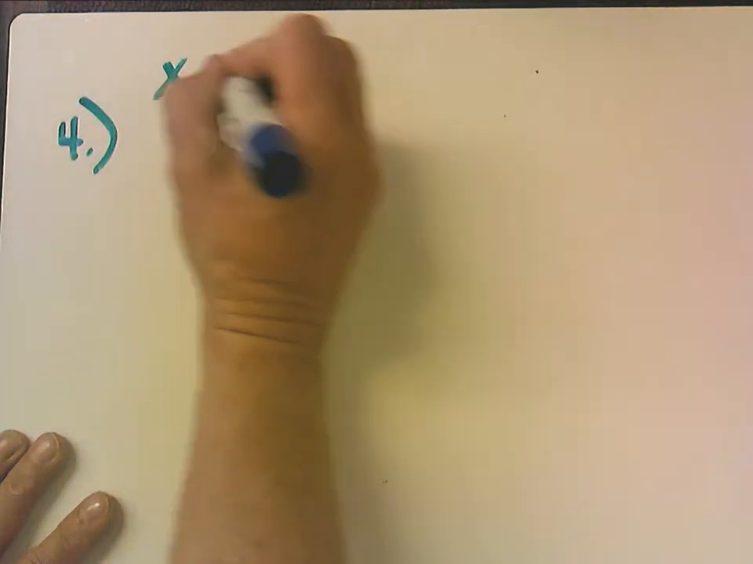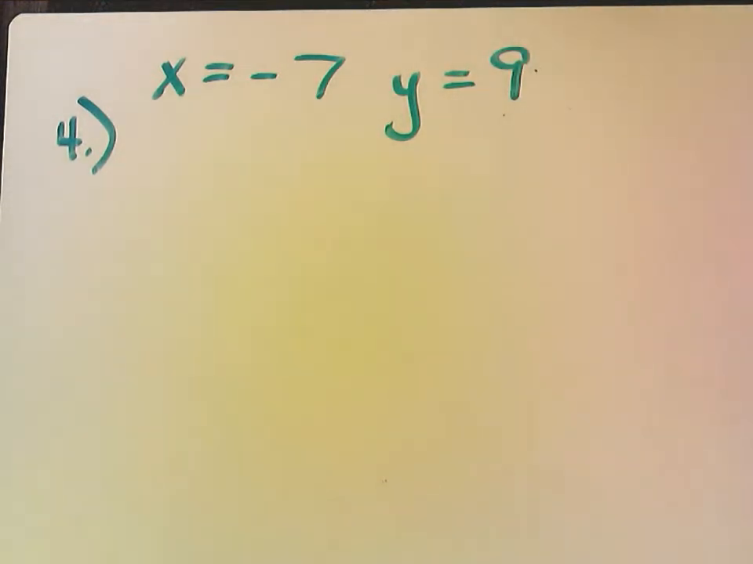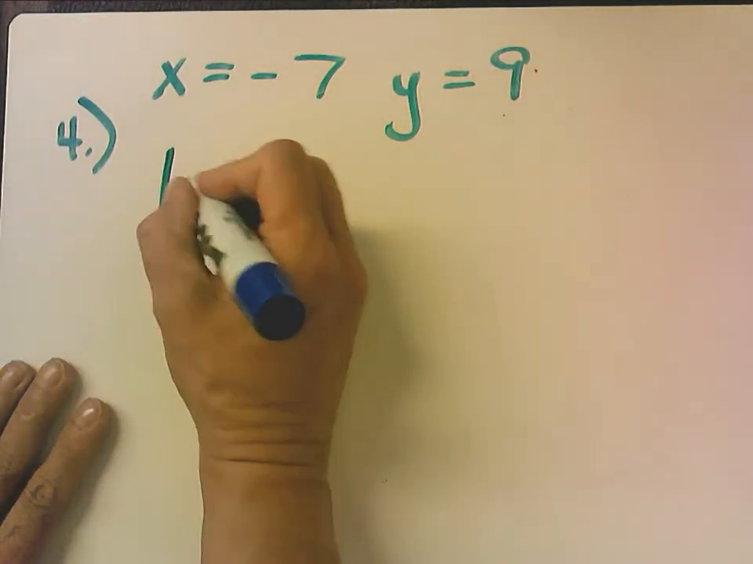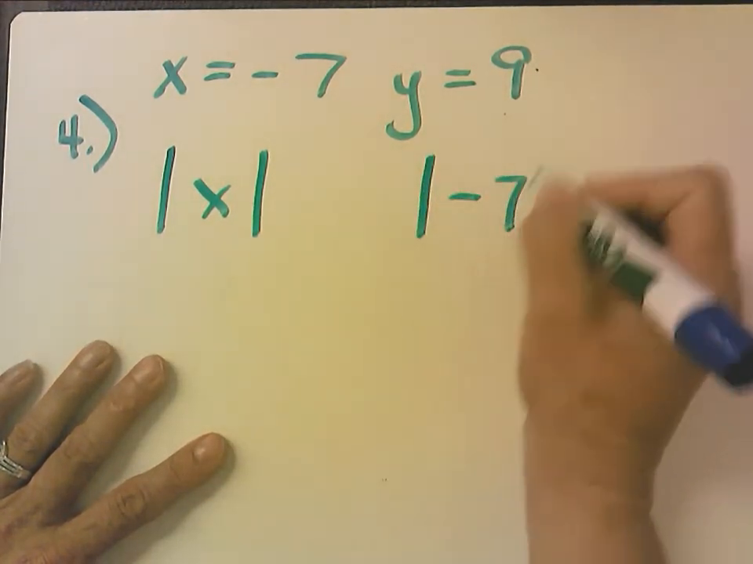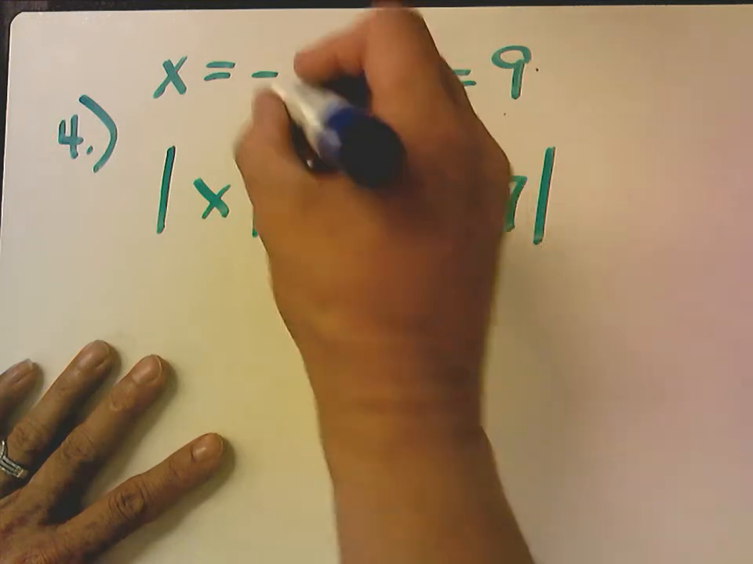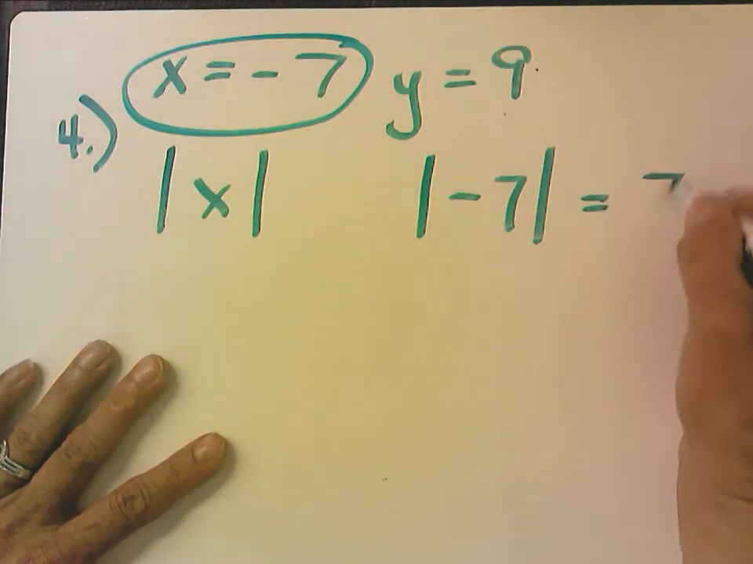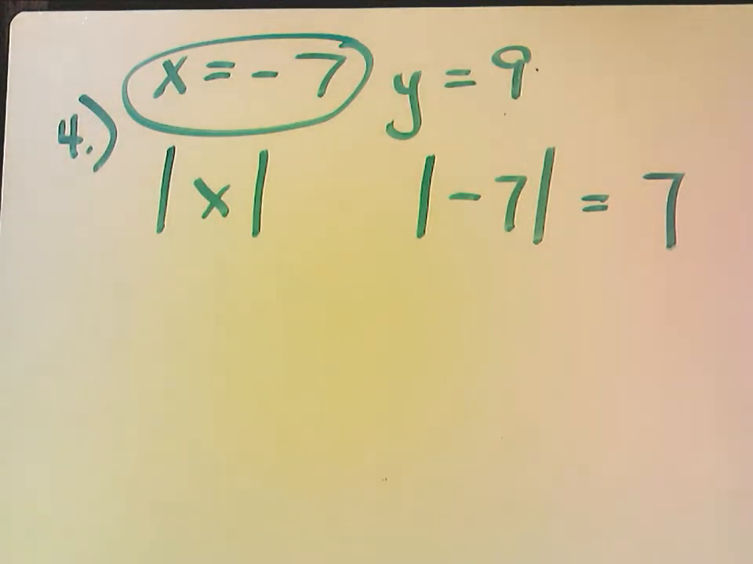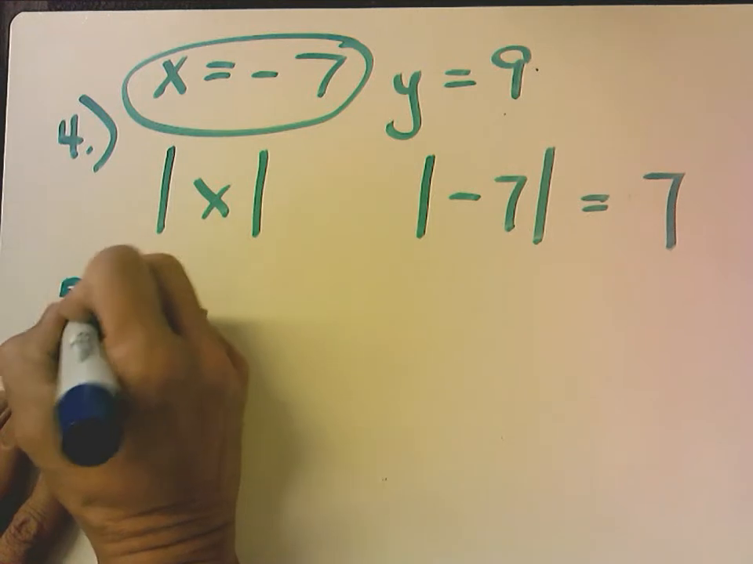Now, number 4 tells you that x equals negative 7, y equals 9. And they want to know the absolute value of x. So now I substitute. What's the absolute value of negative 7? Because x equals negative 7. Well, absolute value is the distance from 0, and it's always positive. So this answer would be 7.